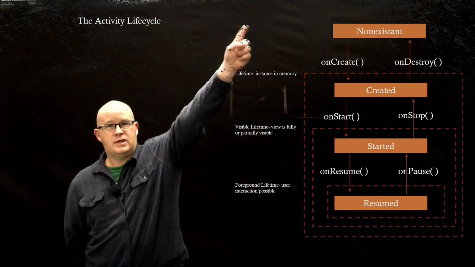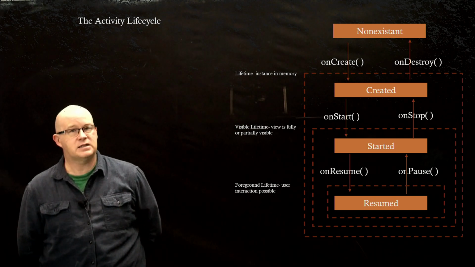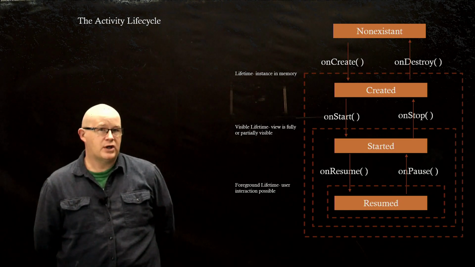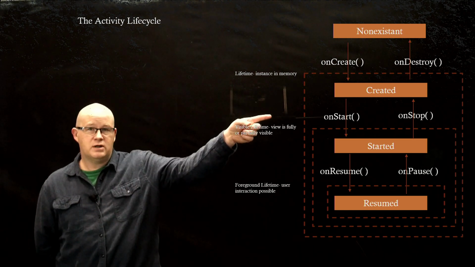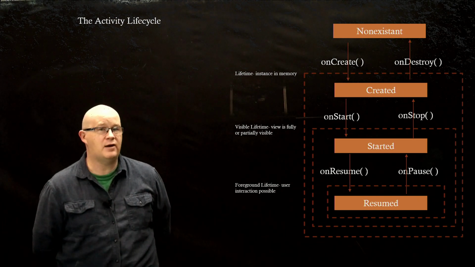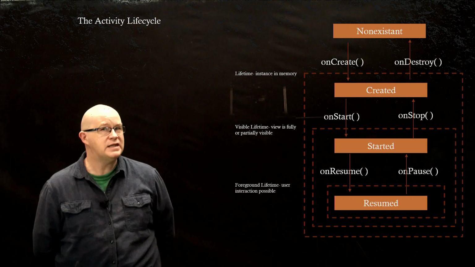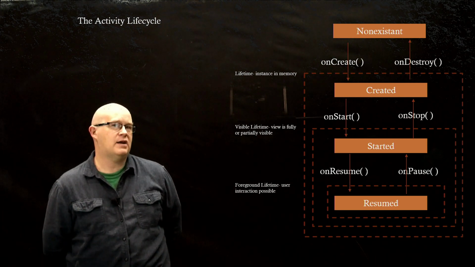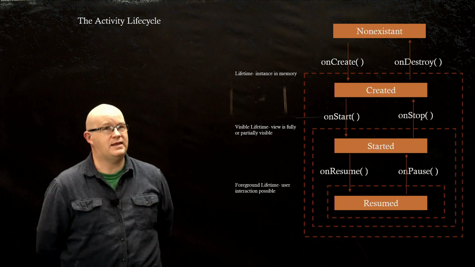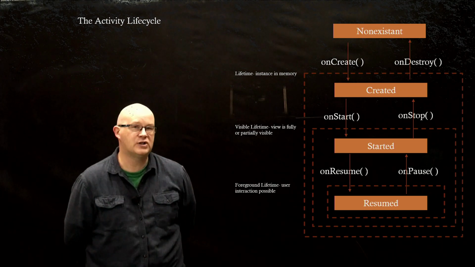So to get from the non-existent state to the created state, we're going to call onCreate, but there are a couple other states you need to be aware of. If we want to go from created to started, we are going to call onStart. That is happening for us automatically because these methods are already written for us, and if we want to do anything different, we're going to have to override them. We're kind of forced to do that with onCreate, but it's more of an option for the others.